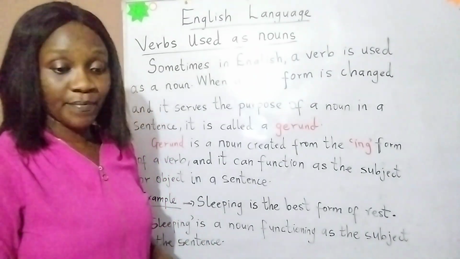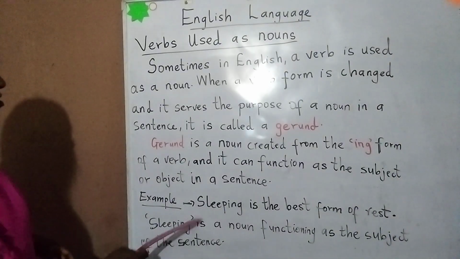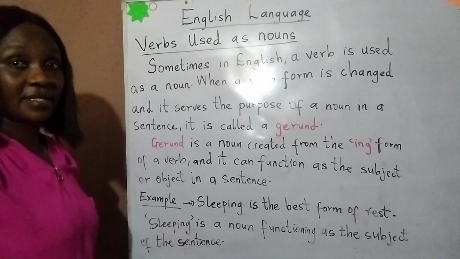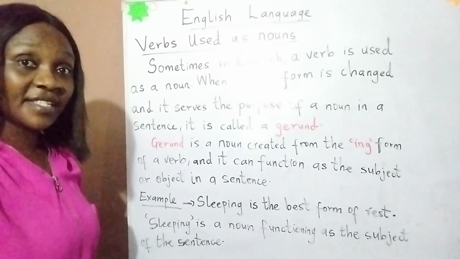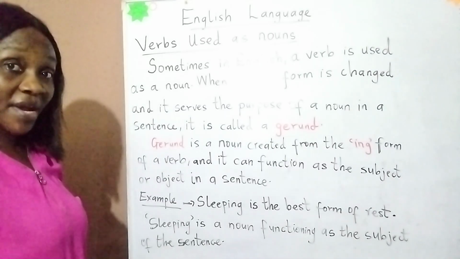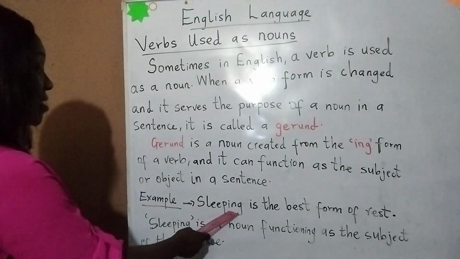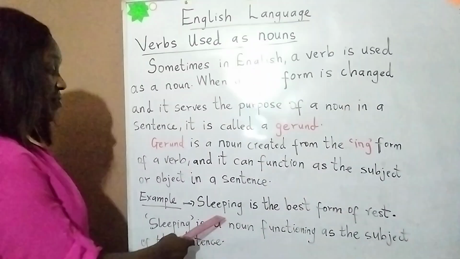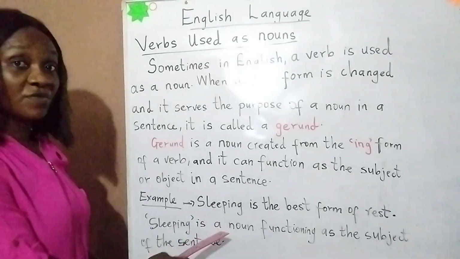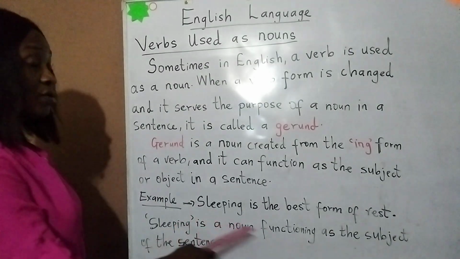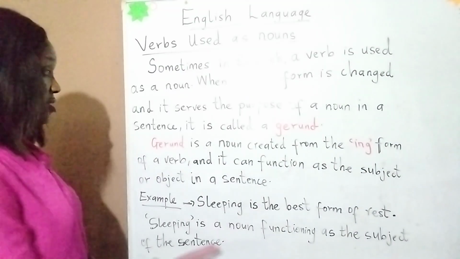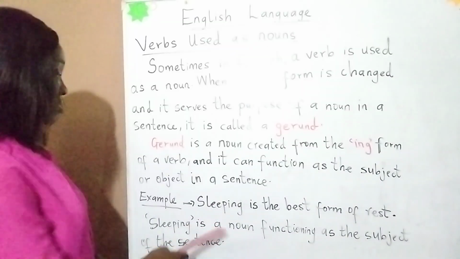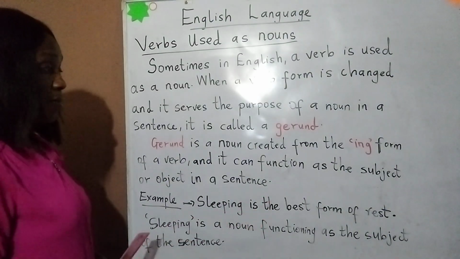Let's consider this example on the board. Sleeping is the best form of rest. The word sleeping, we all know sleep is a verb. And the ing form attached to the verb sleep makes it a continuous form of a verb. Now this is a gerund. Sleeping is the best form of rest.